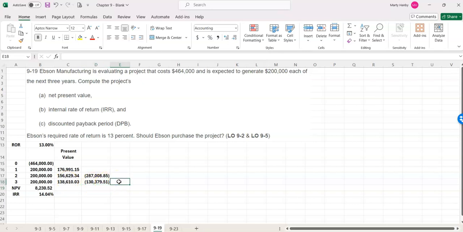So my discounted payback period is going to be 2 plus, and we'll do a negative to change the sign, the 130,000 divided by the 138,000, and we get 2.94 years.